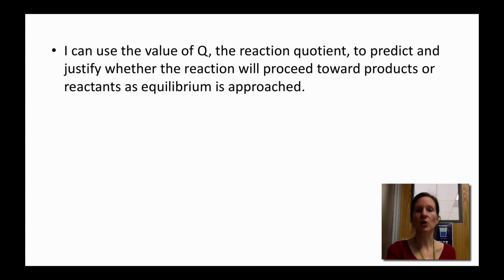Essentially, Q goes with the Le Chatelier principle in that if I'm given information about the actual amounts of reactant and product when I'm not at equilibrium, I should be able to predict whether the reaction will shift toward reactant or shift toward product based on the value of Q.